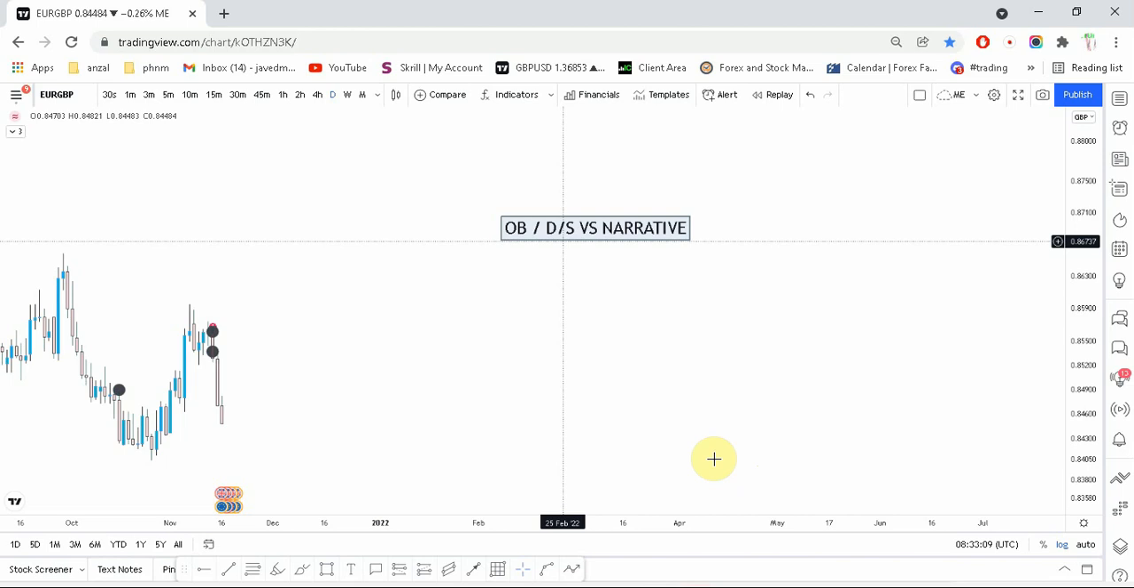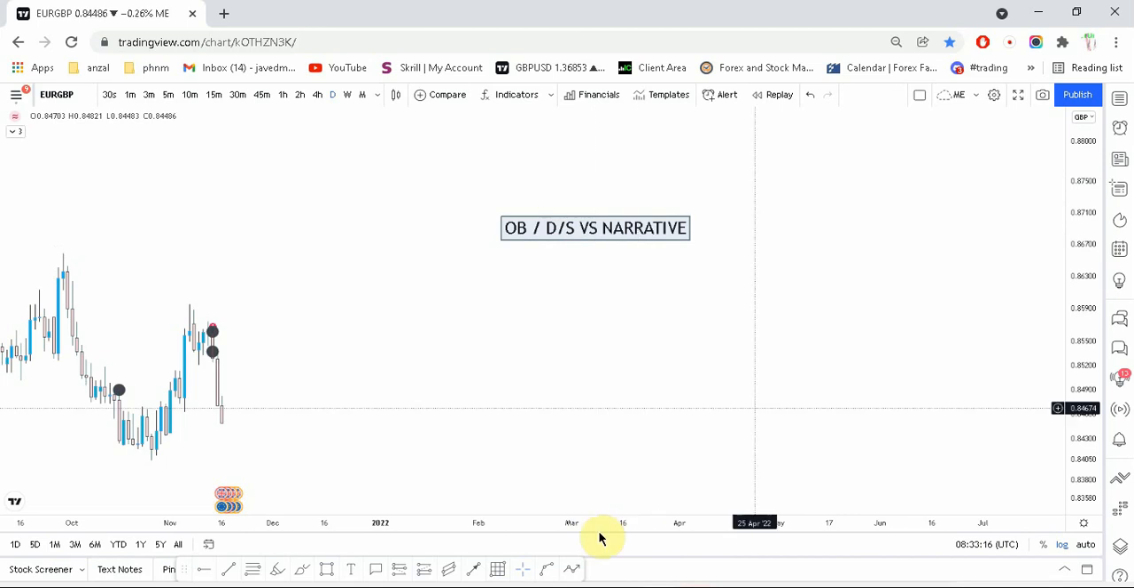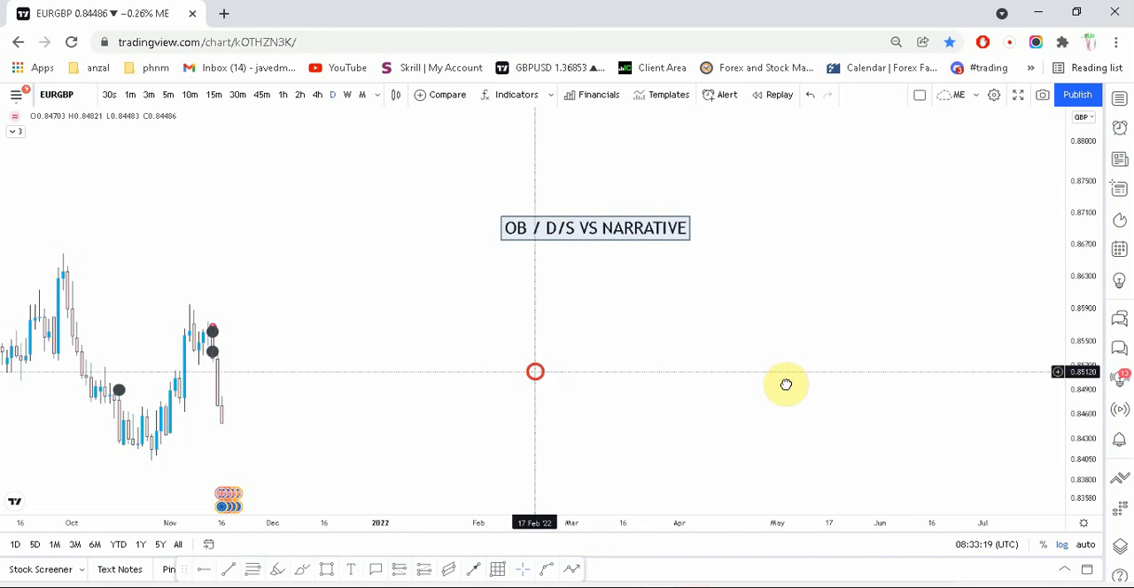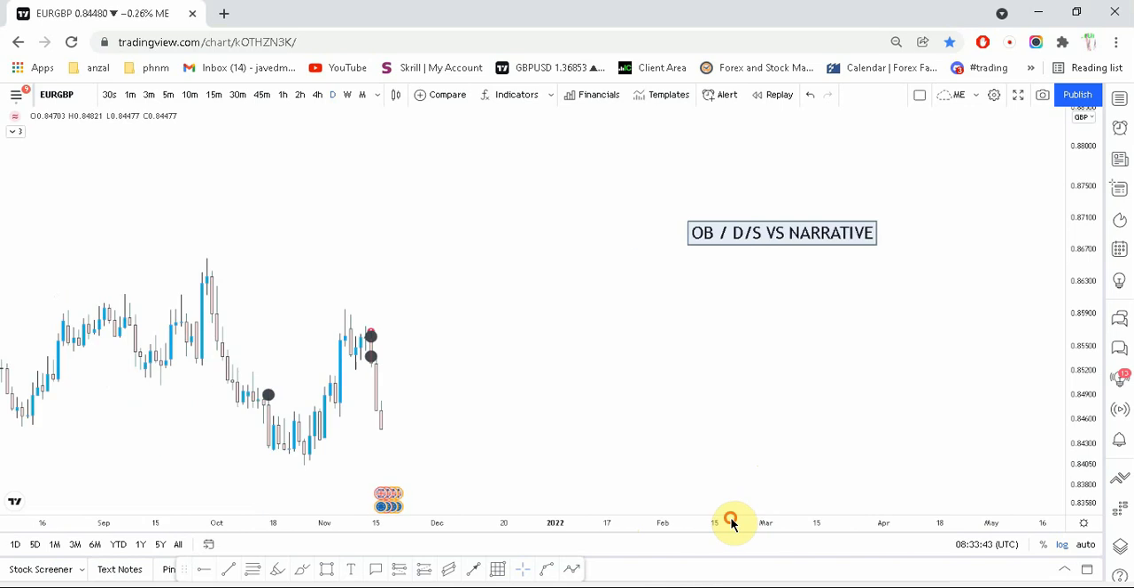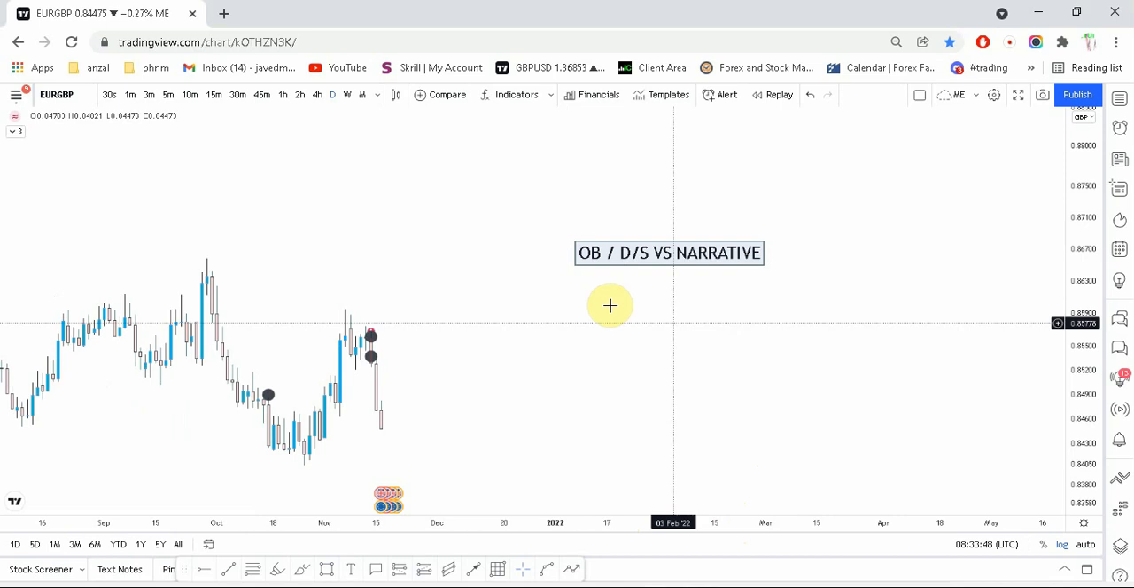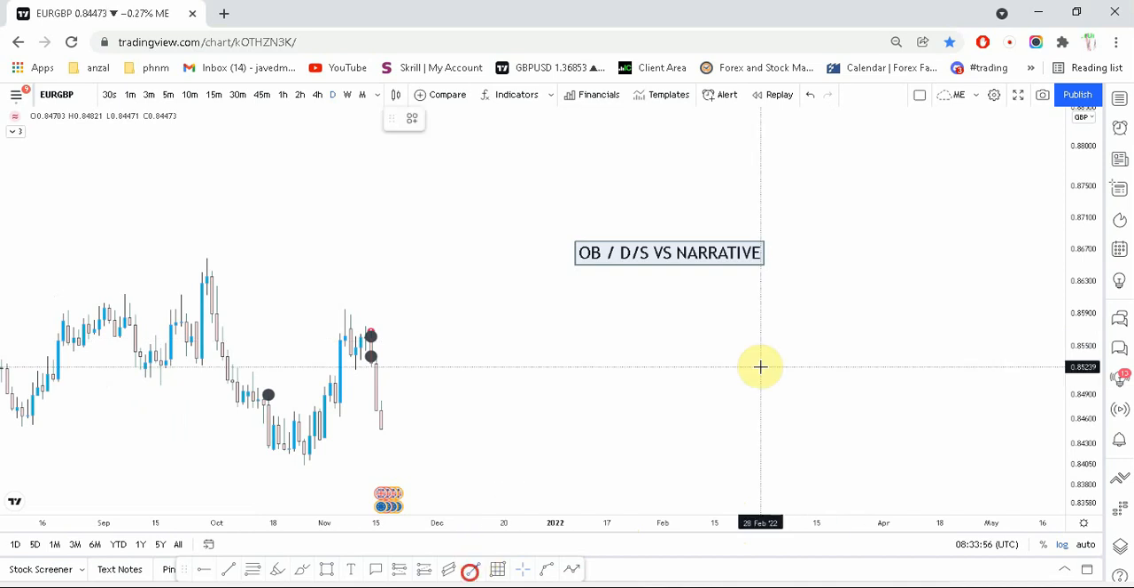Today we will speak about order block, demand and supply versus narrative. This is part 2, and I will go a little bit deeper into order block and demand and supply. We will focus on this thing.